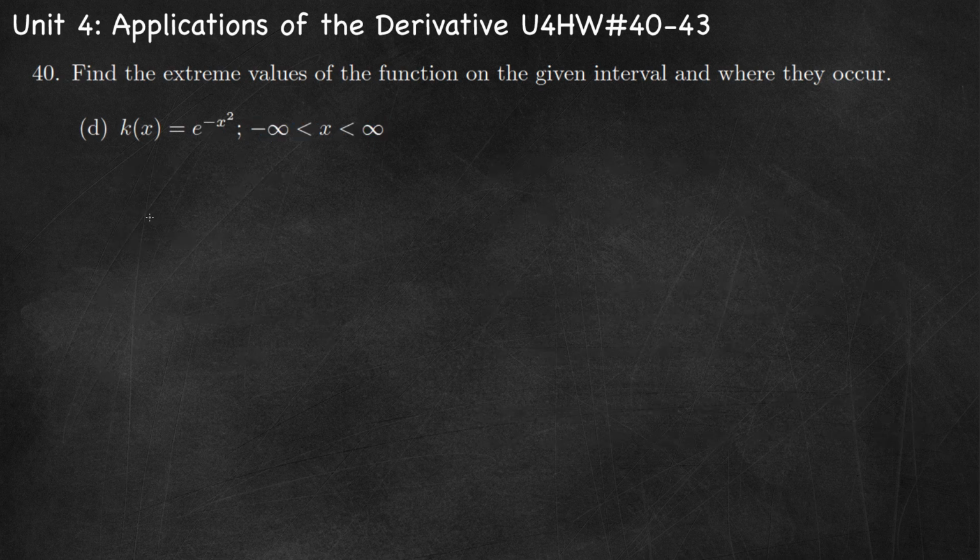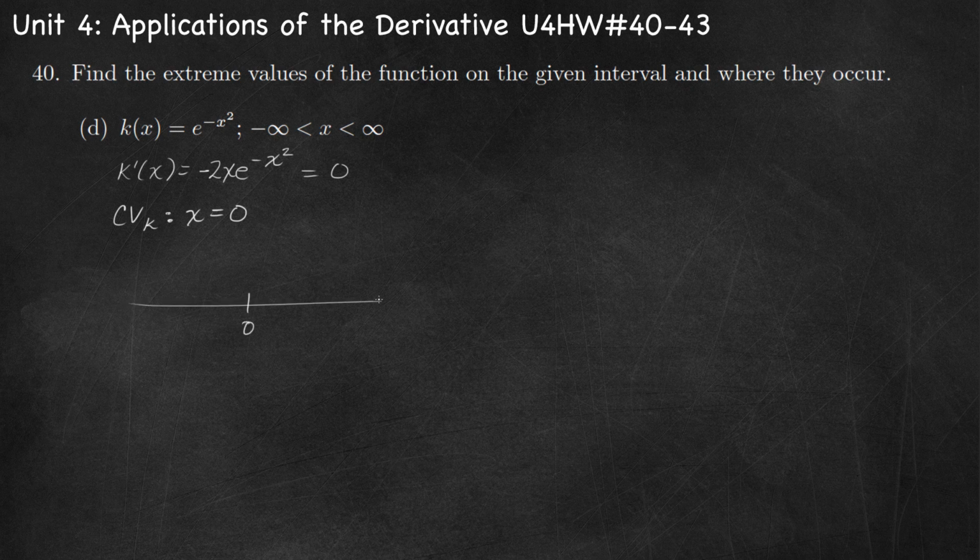Part D, k of x equals e to the negative x squared. Now this time we're working on the interval from negative infinity to infinity, so no endpoints. k prime of x equals e to the negative x squared times the derivative of negative x squared, which is negative 2x. Now to find critical values, I want to set that equal to 0, and then set each factor equal to 0. e to the negative x squared will never equal 0. Negative 2x will equal 0 when x is 0. So our only critical value for k occurs at x equals 0.